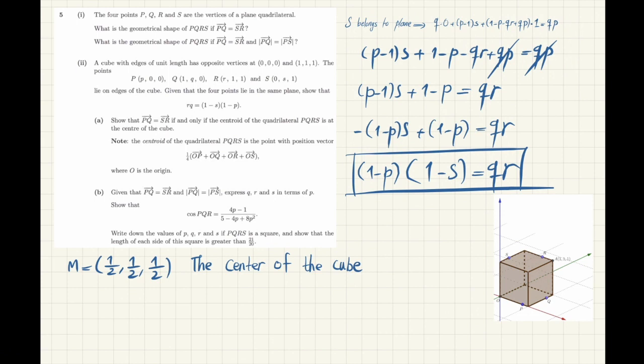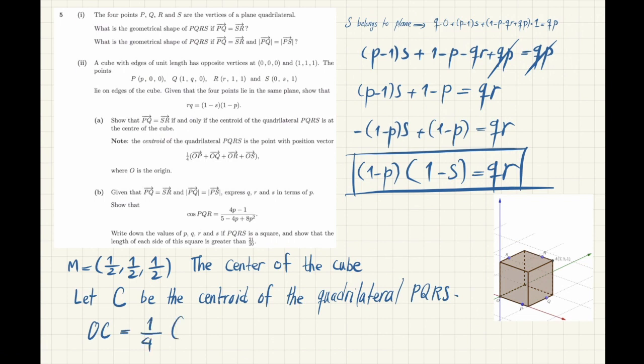Now, let me call the centroid C. Let C be the centroid of the quadrilateral PQRS. According to the definition, we have OC is equal to 1/4 of OP plus OQ plus OR plus OS. So that is the definition of the centroid.